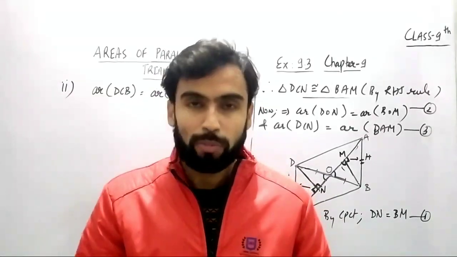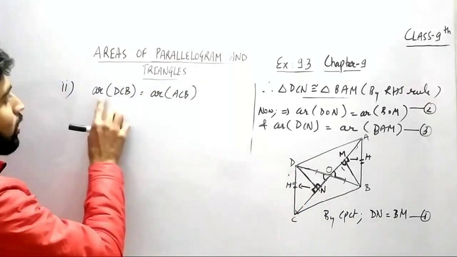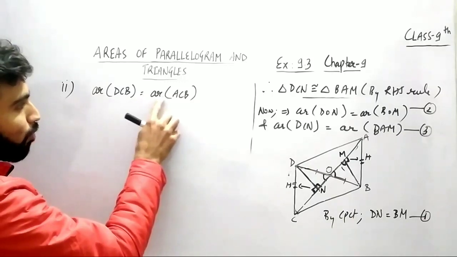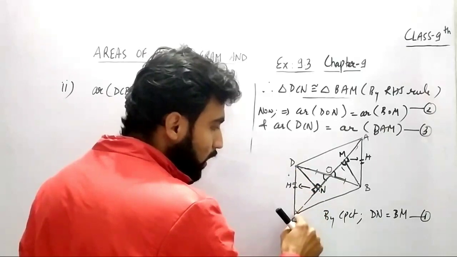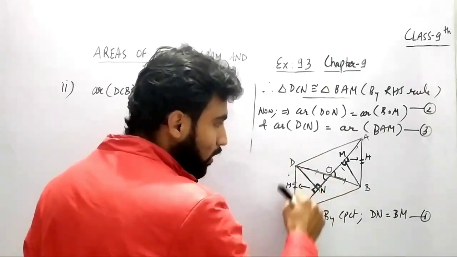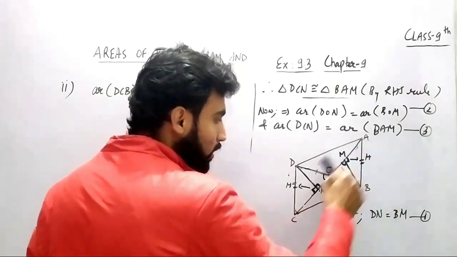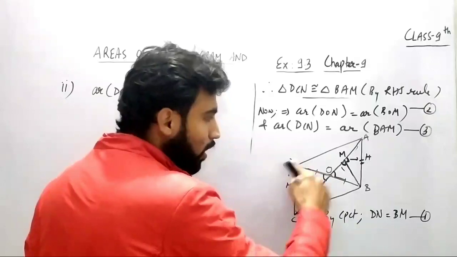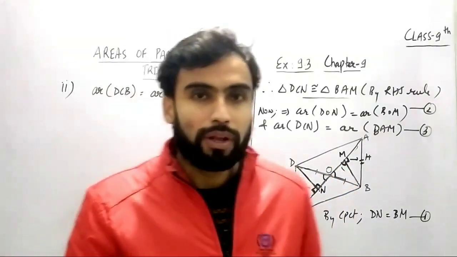So students, now बढ़ते हैं next part की तरफ, that is, now we have to prove that area of triangle DCB is equal to the area of triangle ACB. Now you have to observe DCB, this triangle here, the area of this triangle is equal to the triangle ACB, right? So आप देख सकते हैं ये जो दो triangles बन रहे हैं इन्हें हमें equal prove करना है area के अंदर, right? So this is our task here. Now how we will do it?